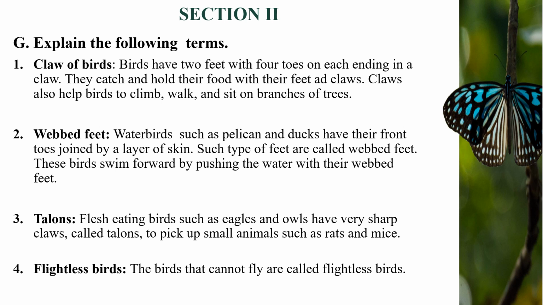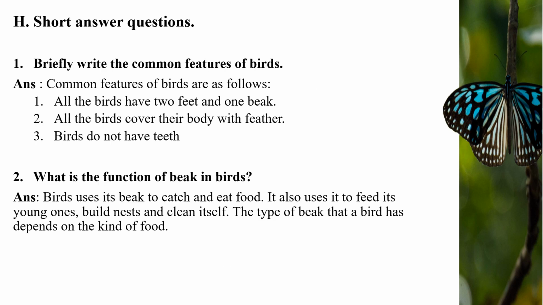Third, talons. Flesh-eating birds such as eagles and owls have very sharp claws called talons to pick up small animals such as rats and mice. Fourth, flightless birds. The birds that cannot fly are called flightless birds.